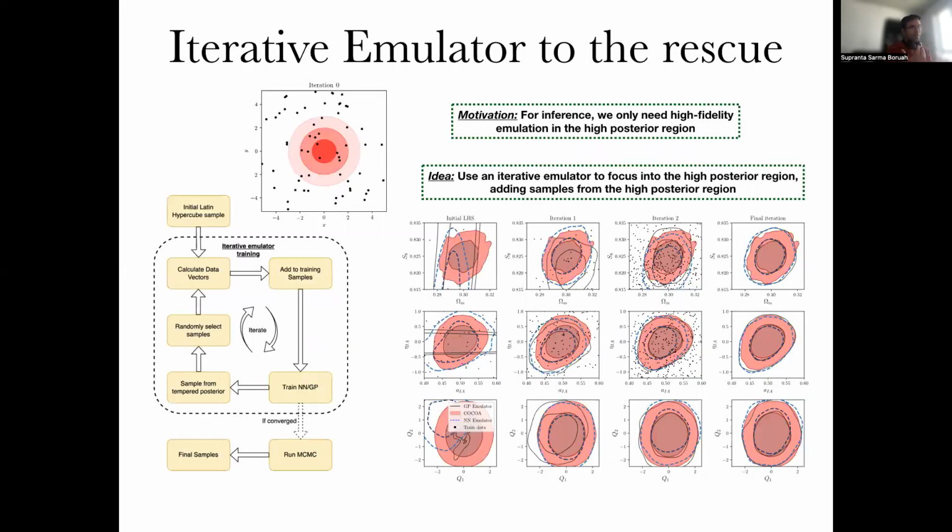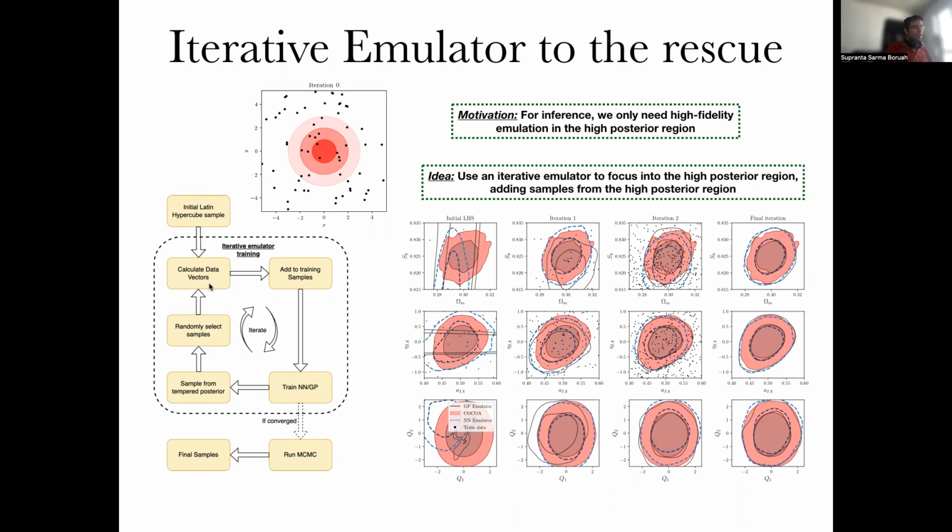You need some interesting way to get the data points in the region that you care about. The region we actually care about is the high posterior region, because the MCMC chains will only be exploring the high posterior region. So in order to get good emulators in this region, we came up with an iterative scheme to get better emulation and better posteriors for cosmological data analysis. In this scheme, we first start off with a rough Latin hypercube sample from the prior range. As I already mentioned in the earlier slide, this will not lead to a very good emulation of the data vectors.